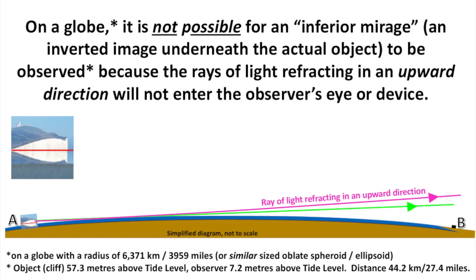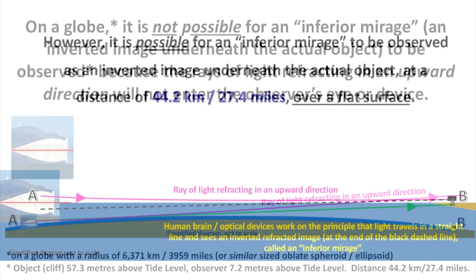Object, cliff, 57.3 meters above tide level. Observer, 7.2 meters above tide level. Distance 42.2 kilometers or 27.4 miles.